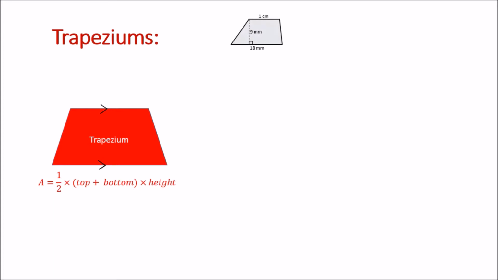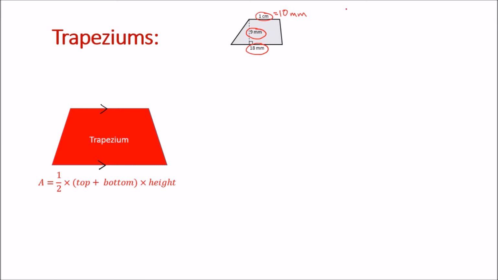Let's have a look at our first example. So here we've got 3 measurements, and we can tell obviously that we're going to be using this as the top and this is the bottom, and in between them going straight up through the shape with a nice 90-degree angle showing us the perpendicular nature of these 2 measurements is the height, 9 millimeters. Let's check our units, 18 millimeters, 9 millimeters, 1 centimeter. So let's change this guy here into millimeters. That's going to be 10 millimeters.